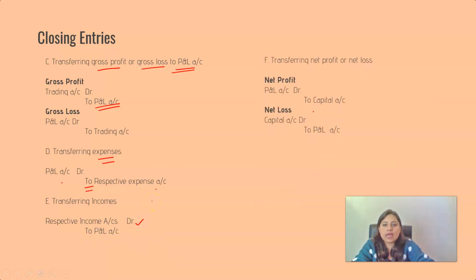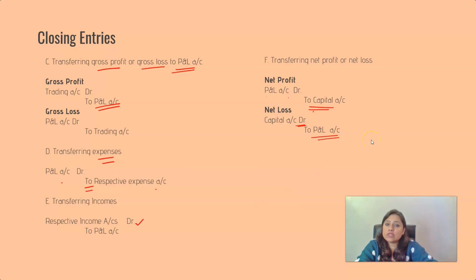And then, how will the net profit be transferred? The P&L account gets debited and such profit would be transferred to the capital account. So in case of net profit, the P&L account is debited and the capital account is credited, and in the case of net loss, the capital account is going to be debited and the profit and loss account would be credited.